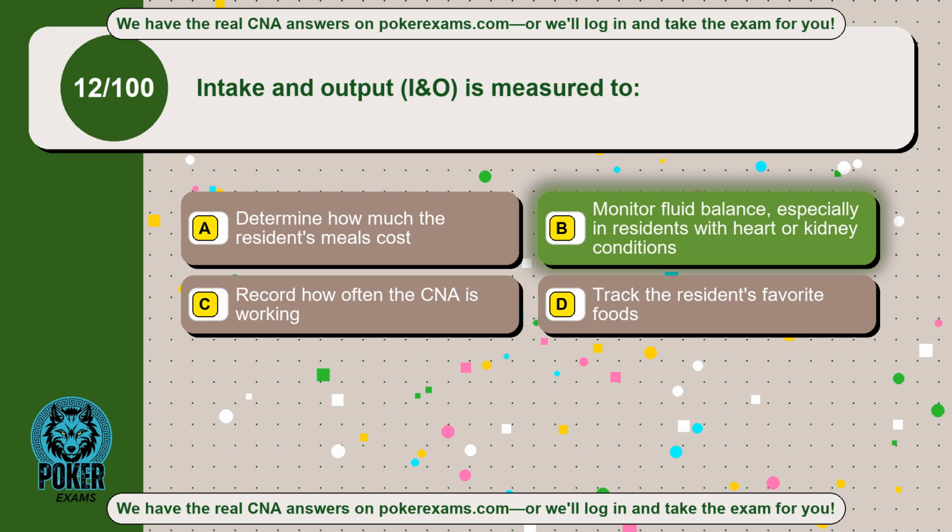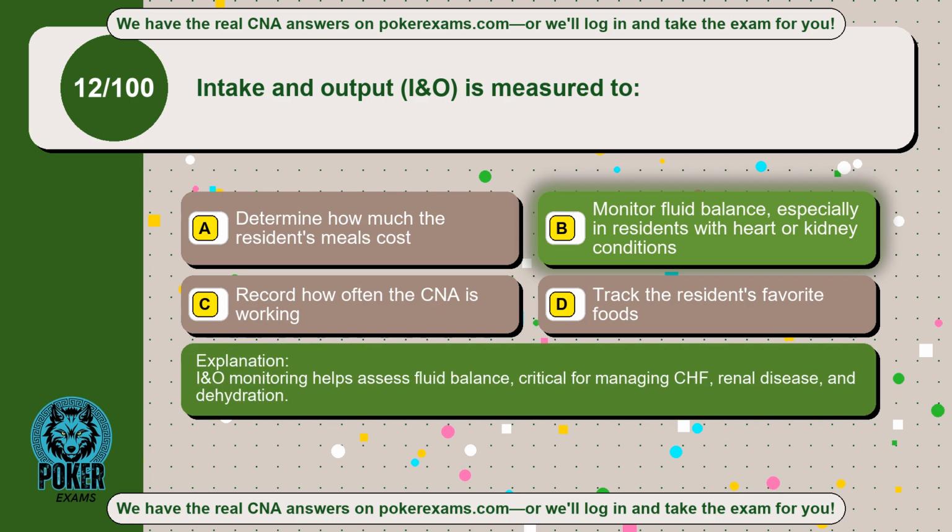The correct answer is option B. Monitor fluid balance, especially in residents with heart or kidney conditions. I&O monitoring helps assess fluid balance, critical for managing CHF, renal disease, and dehydration.